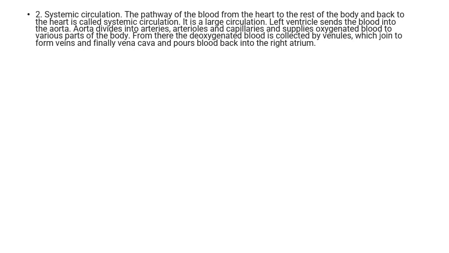Next, we have systemic circulation. The pathway of blood from the heart to the rest of the body and back to the heart is called systemic circulation. It is the largest circulation. The left ventricle sends the blood to the aorta. The aorta divides into arteries and capillaries and supplies oxygenated blood to various parts of the body. From there, the deoxygenated blood is collected by venules which join to form veins, and finally the vena cava pours blood back into the right atrium.